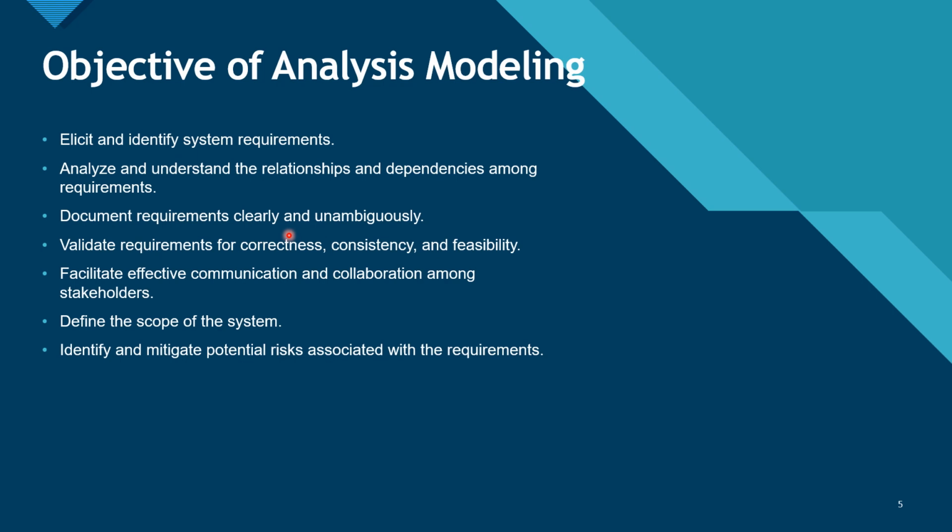And it should validate the requirements for correctness, consistency, and feasibility. That means the requirements should be correct and consistent. Also, analysis modeling should facilitate effective communication and collaboration among stakeholders. Meaning there should not be any communication gap or improper communication between the stakeholders, so that requirements are taken properly and correctly. Also, it should define the scope of the system and identify the potential risks associated with the requirements. So these were the objectives of analysis modeling.